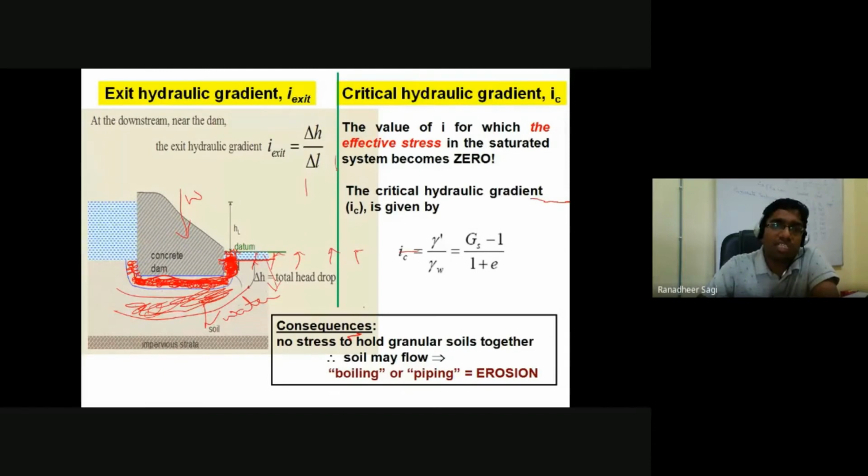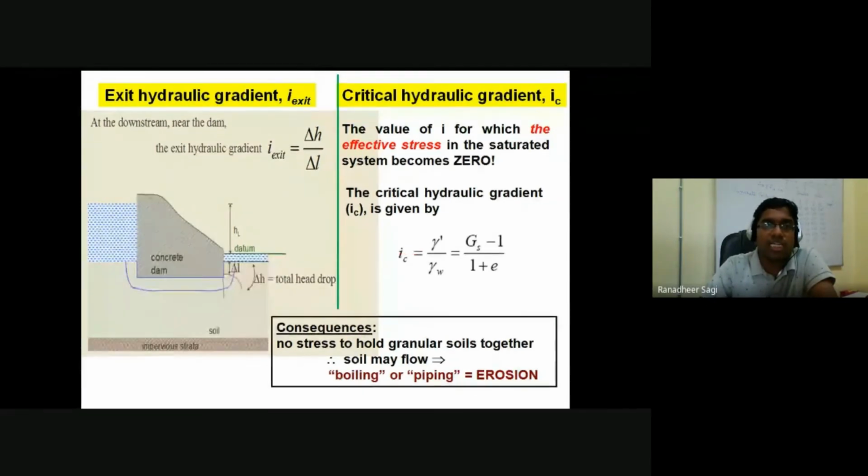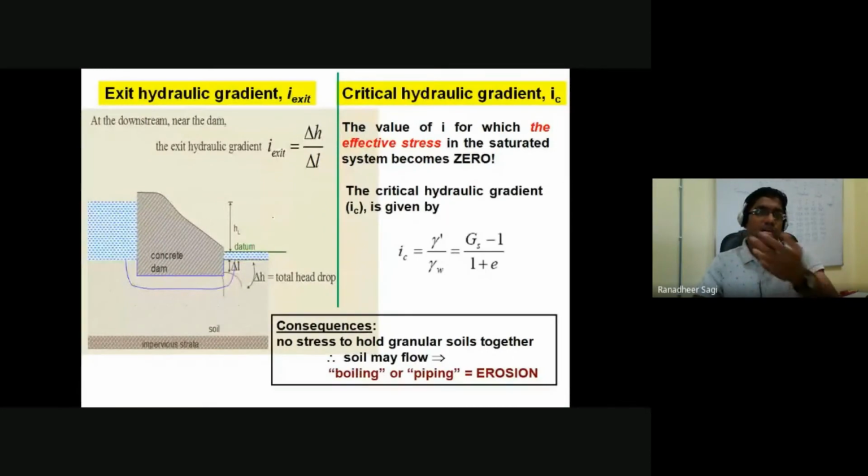Now let us try to understand whether your structure is safe against this so-called issue of piping or not. How do we understand whether the soil on the downstream side is safe against piping failure? First, let's say this is a concrete dam structure for which I have roughly some flow net diagram.